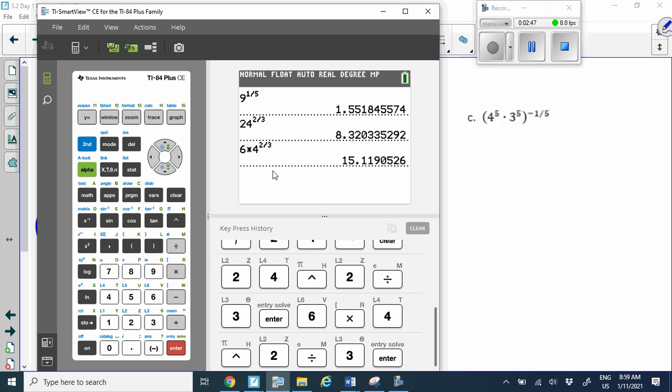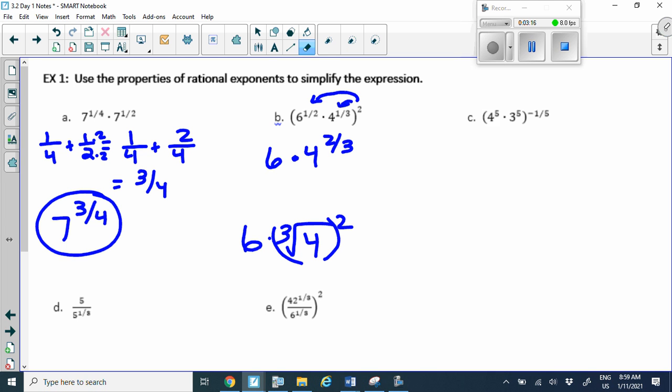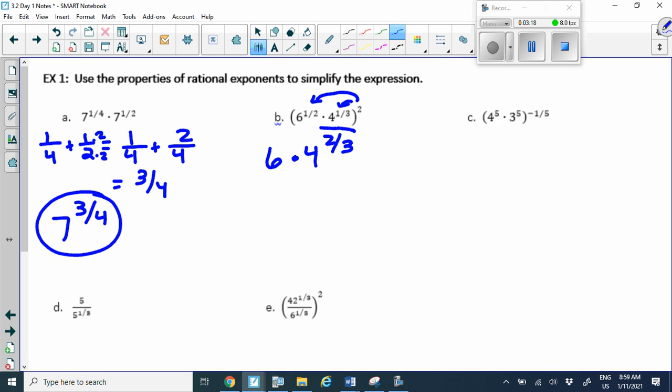Yeah, because the reason being is that this 4 to the 2/3, we would actually have to rewrite it in radical notation and evaluate it first, then multiply it by a 6. If we tried to multiply these two bases, that would not work at all, okay? So the idea here is that I could rewrite this as cube root of 4 squared, okay? And I would have to evaluate that first, then multiply by 6. So really, our final answer here is just going to be 6 times 4 to the 2/3 power. That's it.